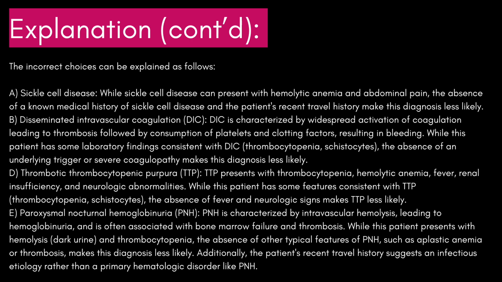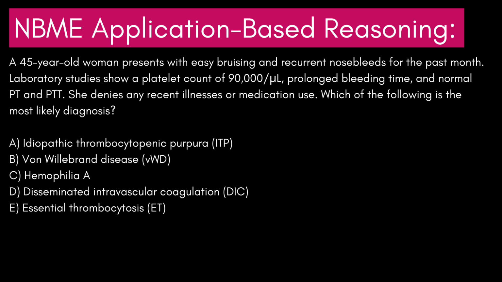All right, now that we have covered this question, let's move on to look at the next question. A 45-year-old woman presents with easy bruising and recurrent nosebleeds for the past month. Laboratory studies show a platelet count of 90,000 per microliter, prolonged bleeding time, and normal PT and PTT. She denies any recent illnesses or medication use. Which of the following is the most likely diagnosis?